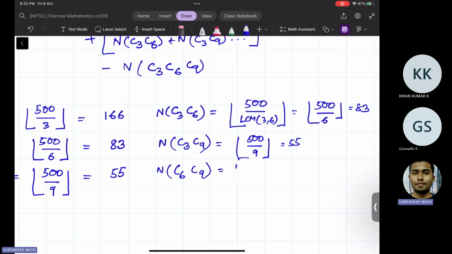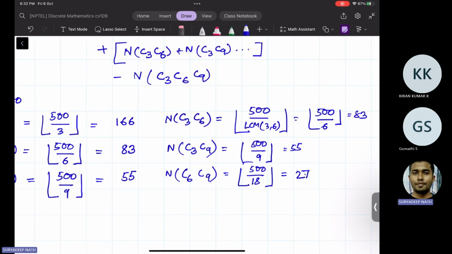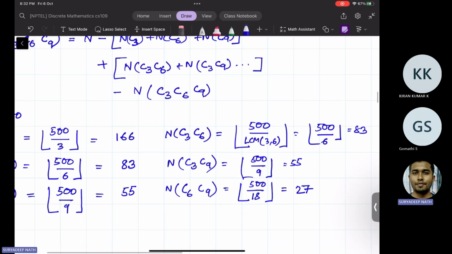Now for C6 and C9, this is interesting because 9 is not a multiple of 6, so the lowest common multiple will be 18. So 500 over 18, the answer would be 27.